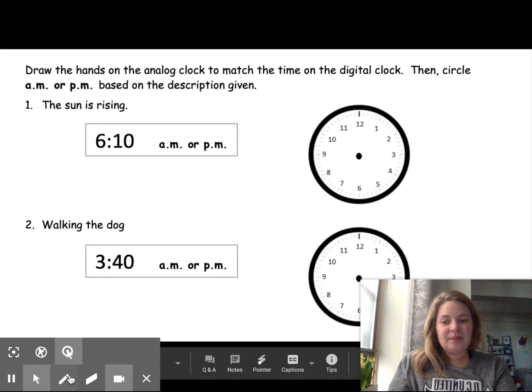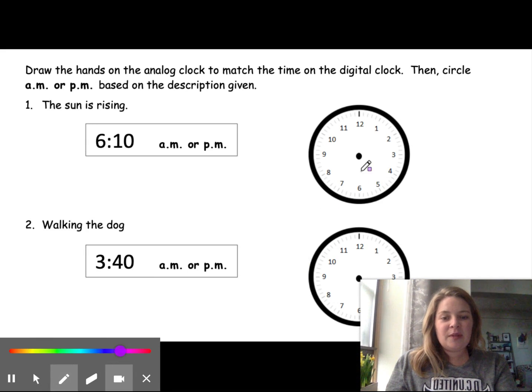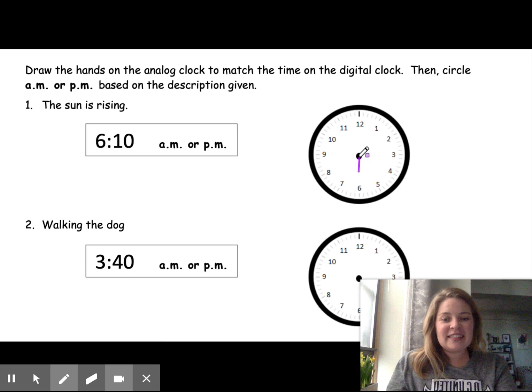6:10. The hour hand is the shorter hand, and it's going to point to the 6. The minute hand is the longer hand, and we start at 12 for 0. 6:10, it's going to point to the 2.